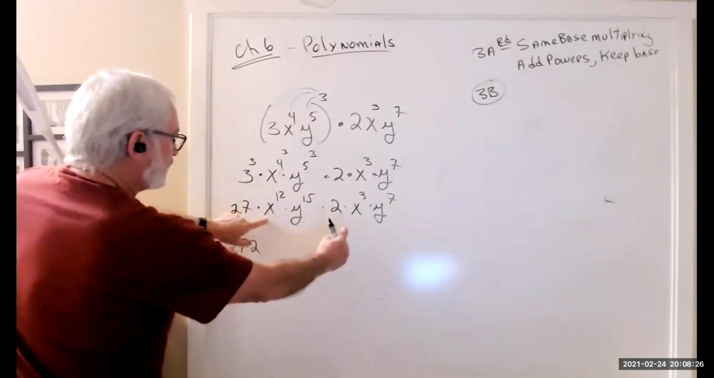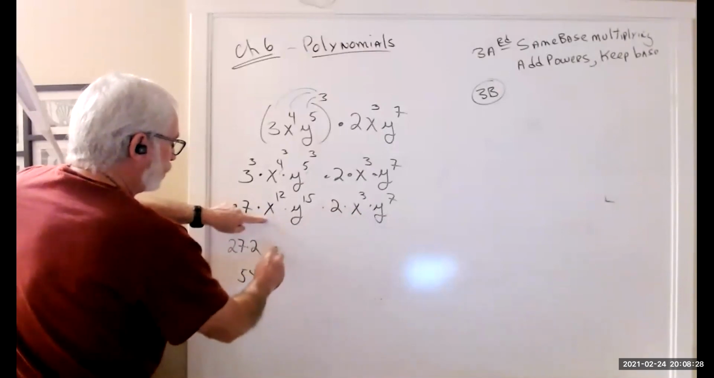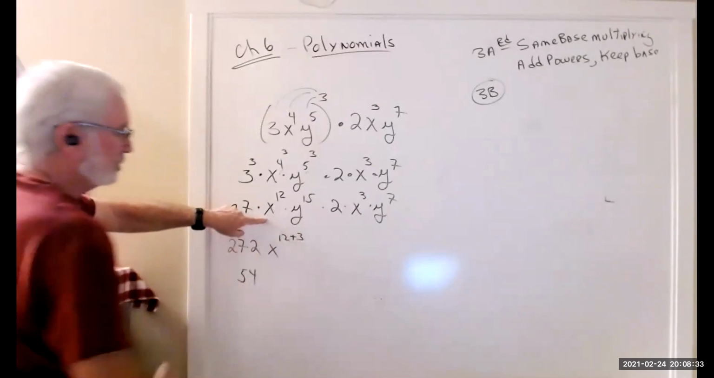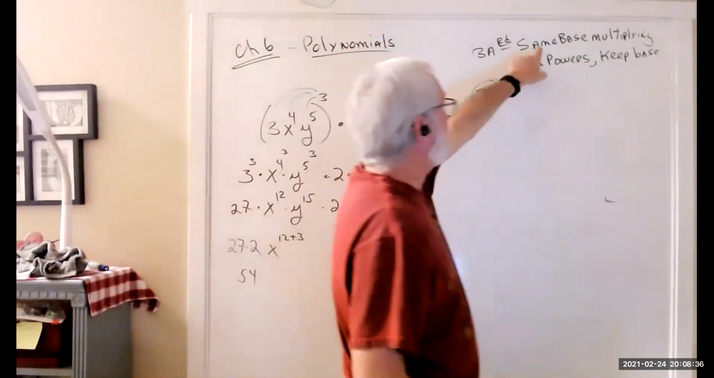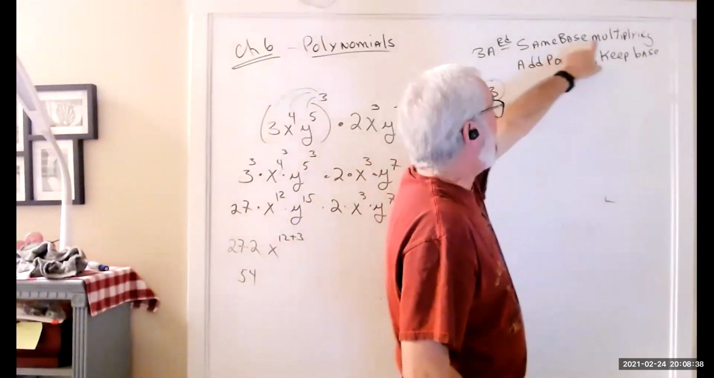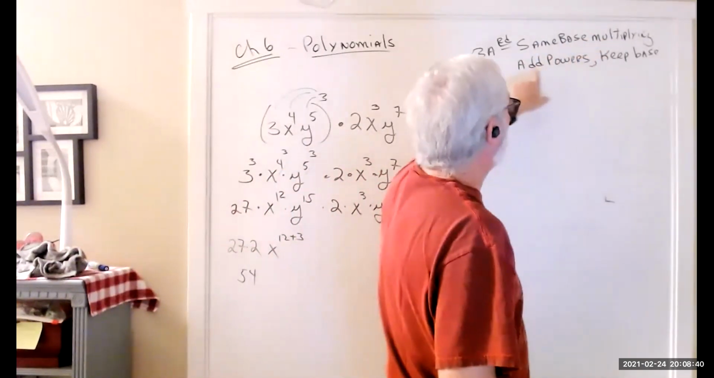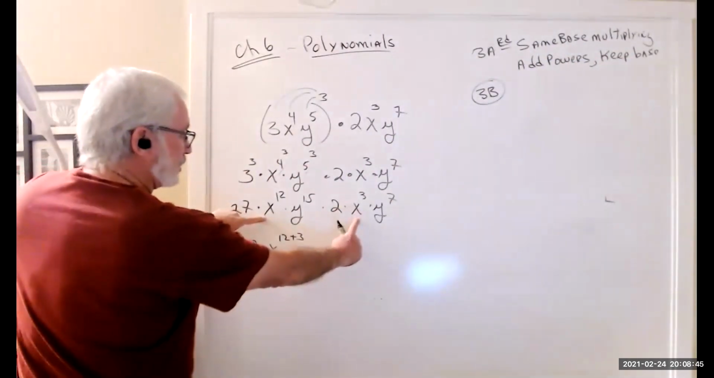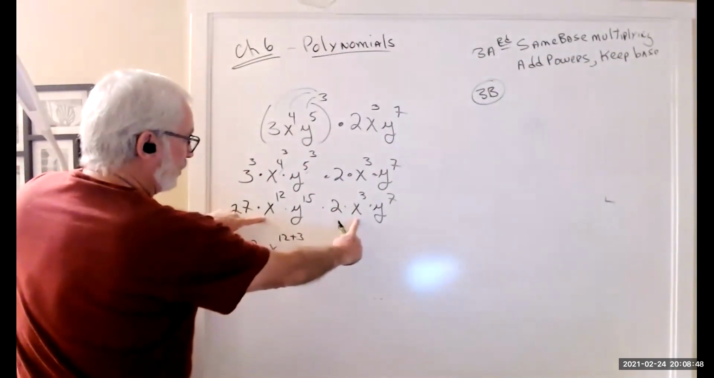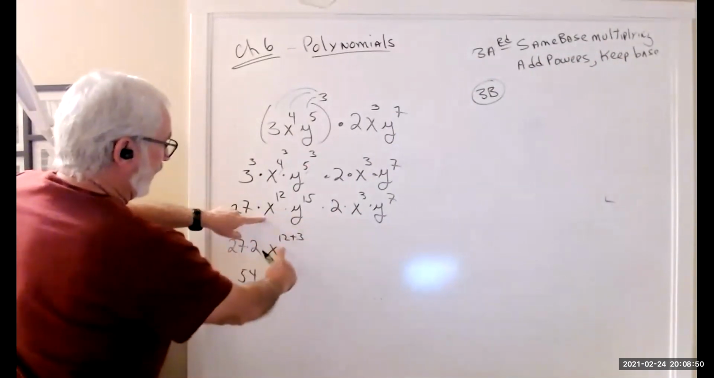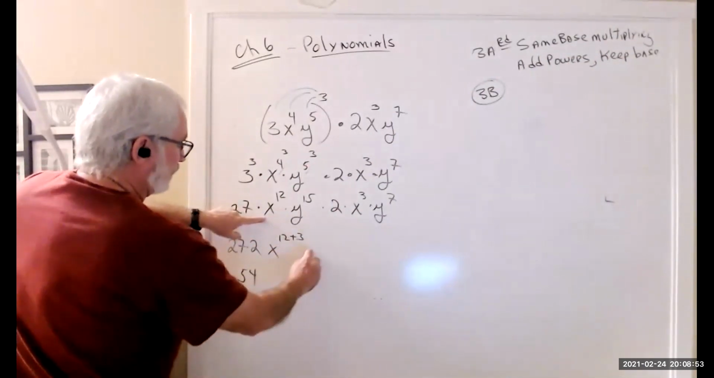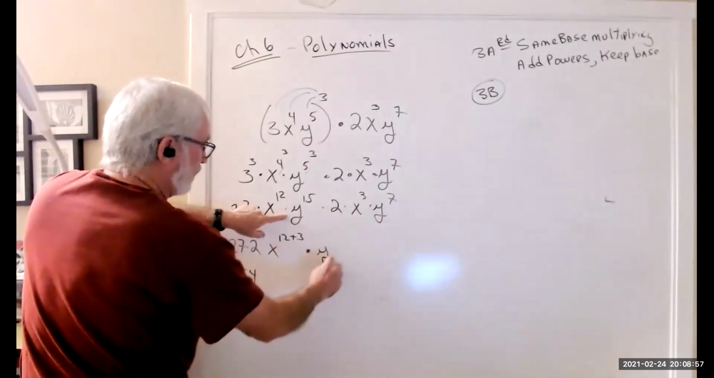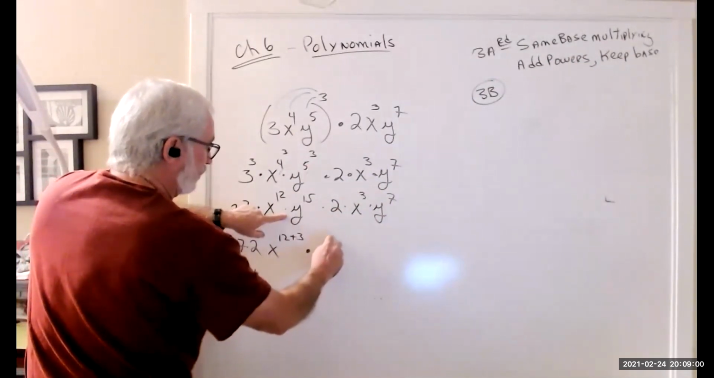I see x, they're multiplying together. So I add the powers. That's what that said. If I have the same base and they're multiplying, I add the powers but keep the base. So x and x were the same base number. They're multiplying, so I add the powers, keep the x. But the same thing happens with the y and y. So I keep the base, add the powers.